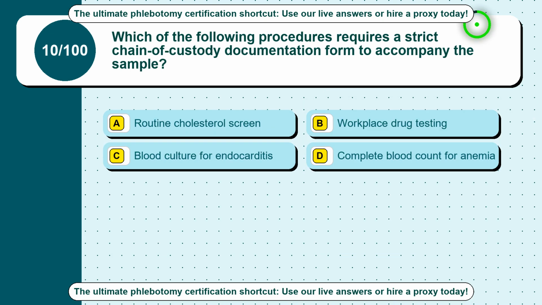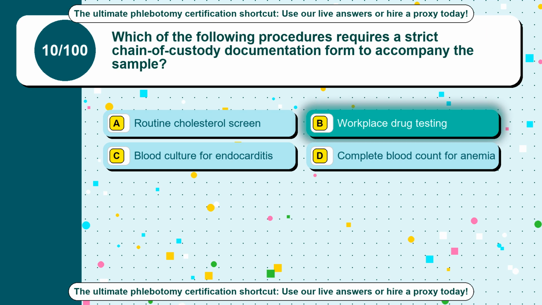Question 10. Which of the following procedures requires a strict chain of custody documentation form to accompany the sample? Option A, routine cholesterol screen. Option B, workplace drug testing. Option C, blood culture for endocarditis. Option D, complete blood count for anemia.